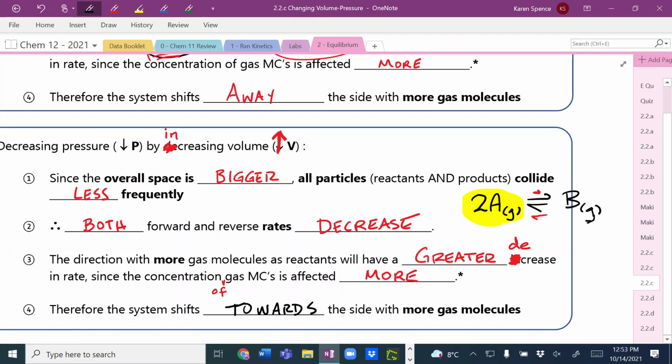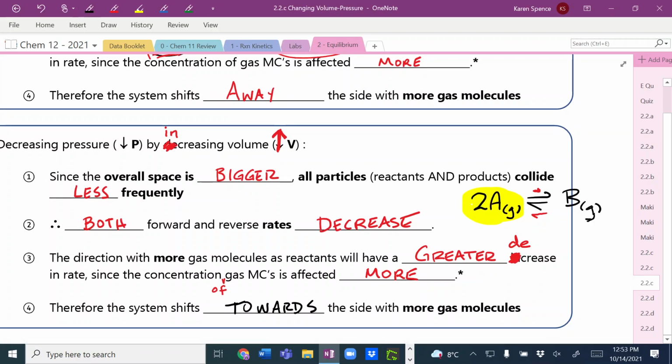Oh, if you have both the same, there's going to be no shift. Let's say we squished it, so we increased pressure. Both rates will go up, but they will go up by exactly the same amount. So the arrows will be the same size, so there will be no shifting involved.